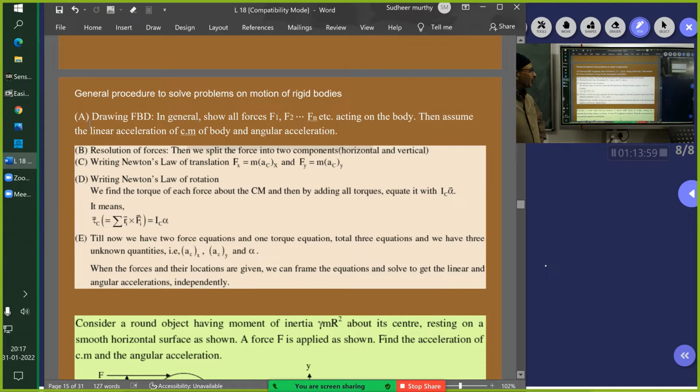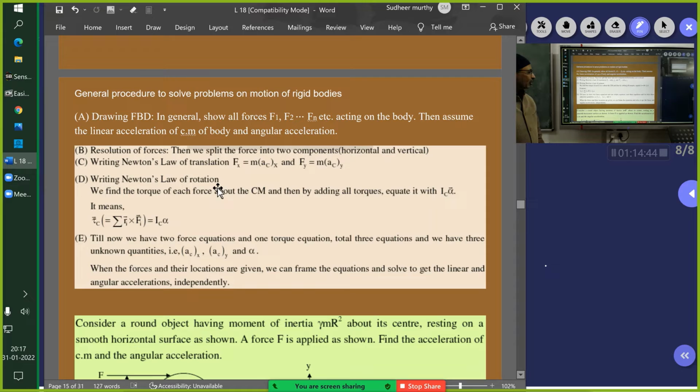Now, I have made this note, which is very important. We have already used this in the problems. In general, draw the FBD. We have forces F1 and F2; you should show all the forces. Assume the linear acceleration of the center of mass, ACM, and the angular acceleration alpha. Then resolve the forces into two components, so you get Fx equals m into ACx, and Fy equals m into ACy. AC means the acceleration of the center of mass.